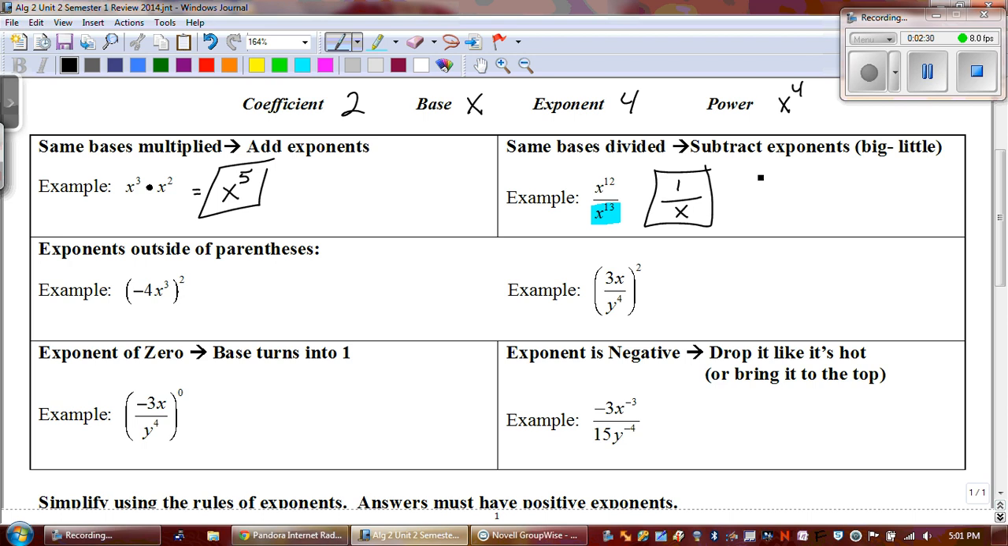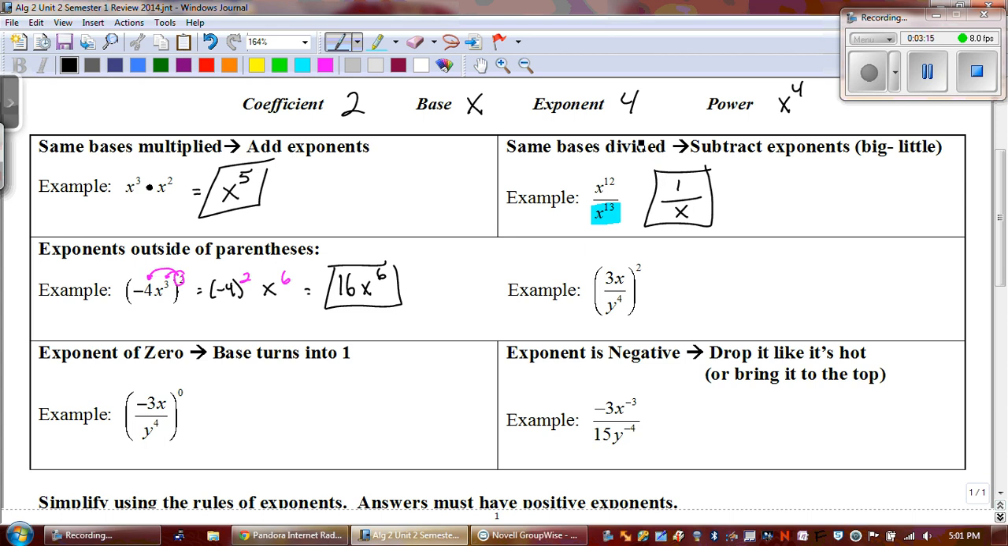Okay? If exponents are outside of the parentheses, that means we have to distribute, and we don't distribute to one thing, we distribute to everything. Okay, so that -4, we're going to distribute the 2 to it. And also that x, we have to distribute that too, and we multiply that. So 3 times 2 is 6. And we always need to look to simplify. So -4 squared is a positive 16, and then x to the 6th stays.